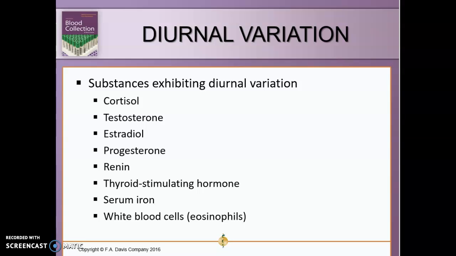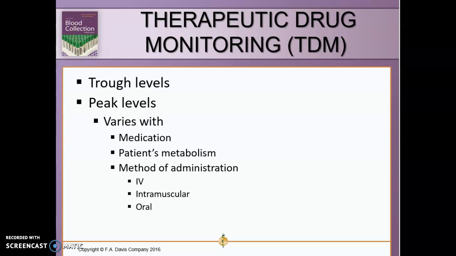There are substances that exhibit diurnal variation. These are affected by diurnal variation, okay? So when we're talking diurnal variation, cortisol, testosterone, estradiol, progestin, renin, thyroid stimulating hormone, serum iron, and your white blood cells are all affected by that diurnal variation. So know diurnal variation and understand the time with that. Understand the definition and understand what's affected by the diurnal variation.